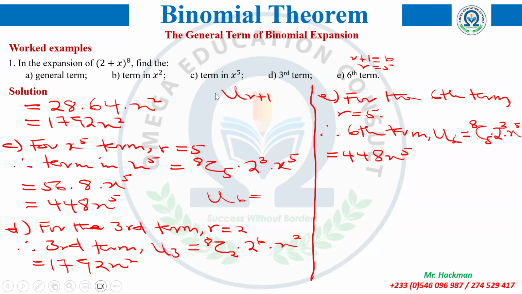So if I want that particular term, the sixth term, I can ask you to find the term in x to the power 5. Or if I want the x to the power 5 term, I can ask you to find the sixth term. You get it? You get the same term that we are looking for. So the sixth term indirectly in this question is the same as the term in x to the power 5. The third term indirectly is the same as what? The term in x squared. Point well made, my professors.